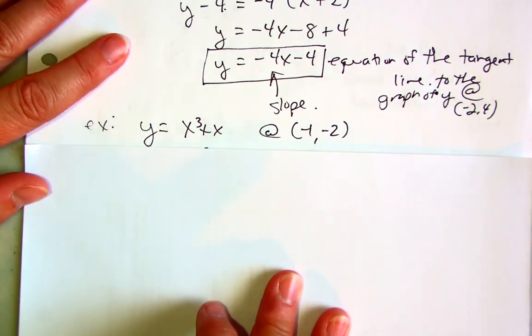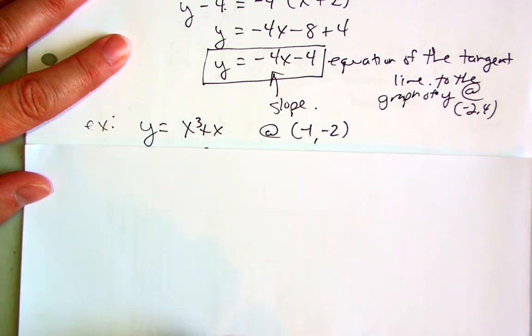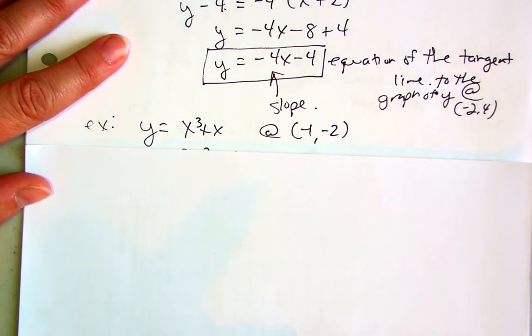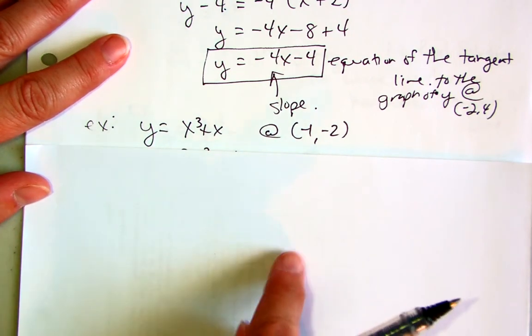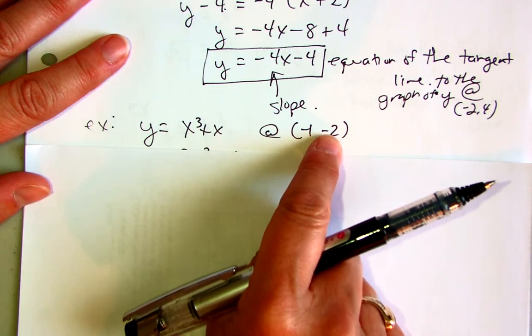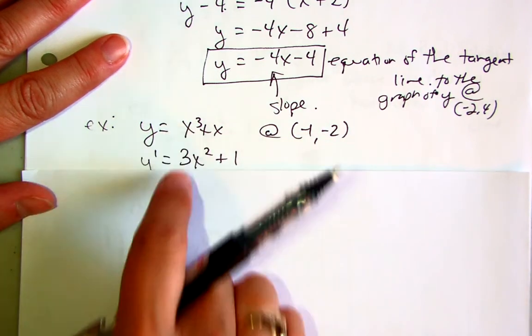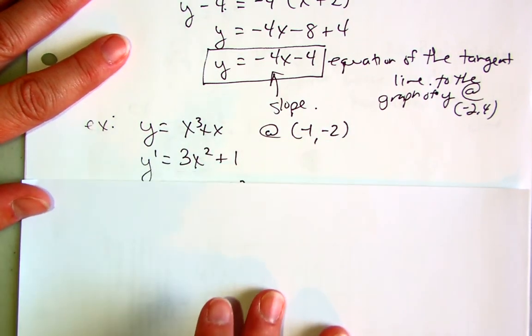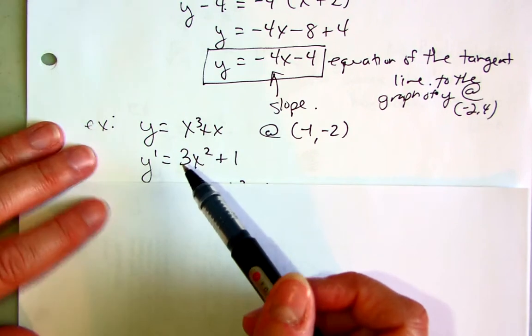Let's do it again. I have some function, I don't know, whatever it looks like. This point lives on there. But I want to find the equation of the tangent line to this graph at this point. Well, we better go and find the slope first, which is the first derivative.